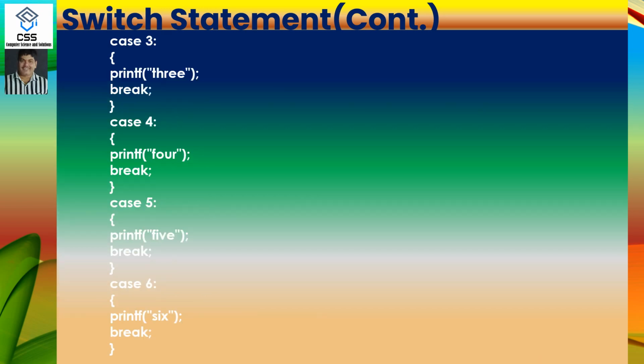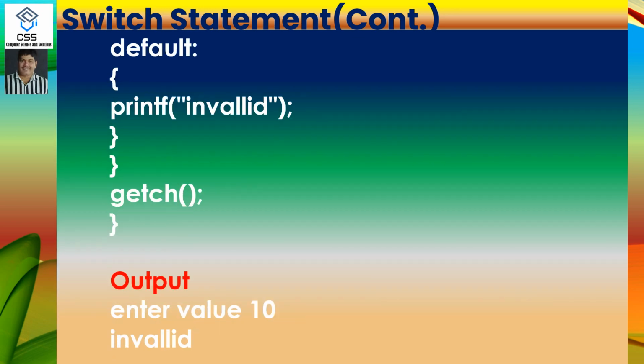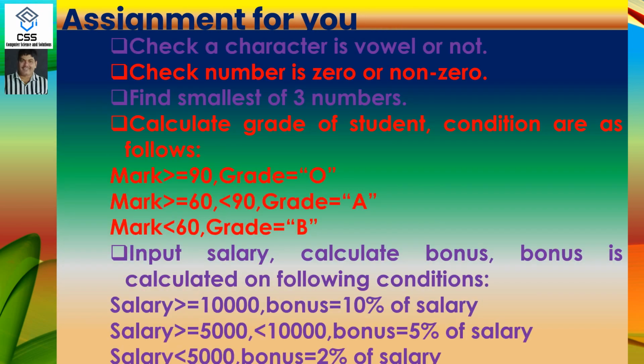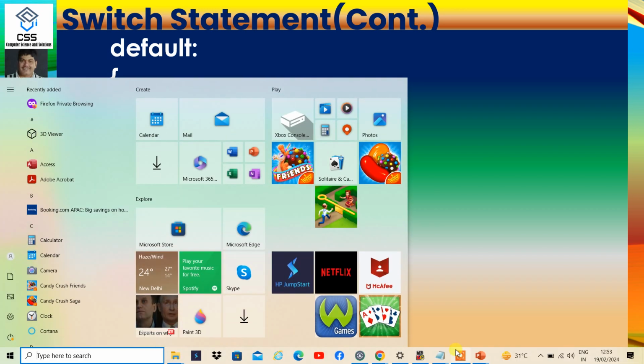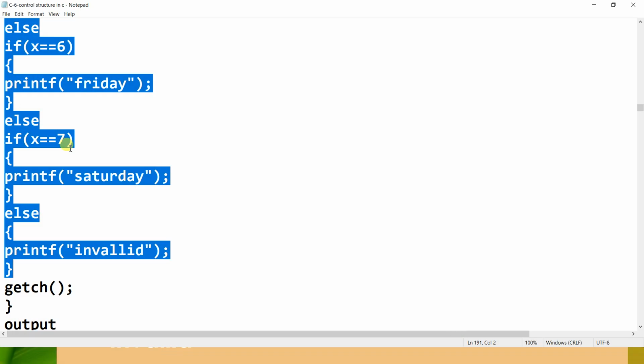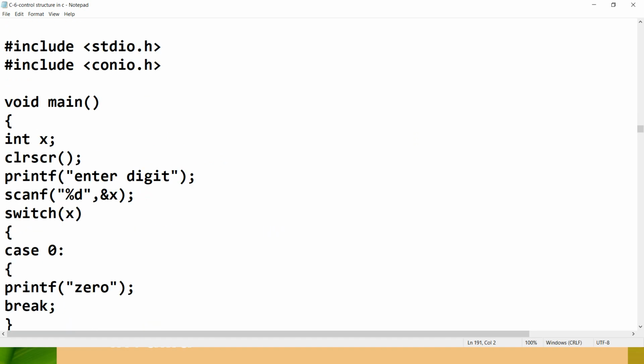I think you understand all the selectional or decision making statements. I want to run the last program, where I show you 0 to 9 being checked and displayed in character form. Let us move to the online compiler and run this program.